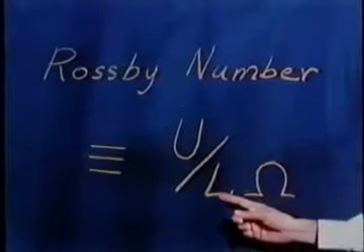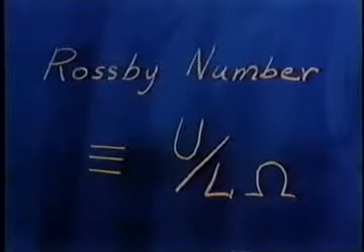A low Rossby number flow is called geostrophic. Such flows occur in the atmosphere and oceans mainly because the scale of the motion is large. Now we'll do an experiment to demonstrate a low Rossby number flow. In this example, omega will be large and u small.